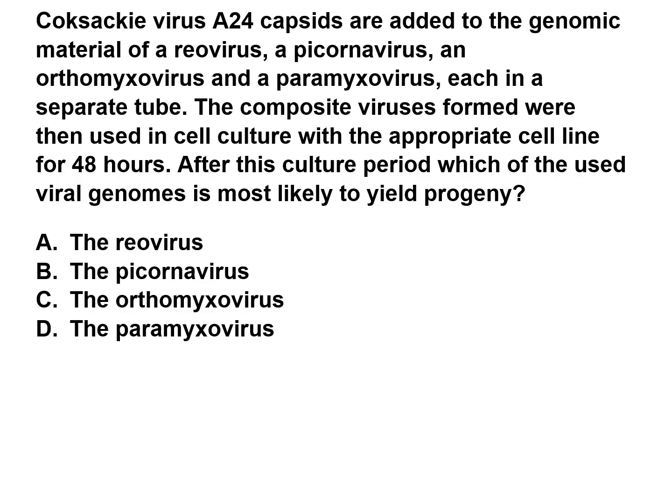Take a few moments to think about the following question. So we have capsids from the Coxsackie virus A24, and these were added to the genomic material of a reovirus, a picornavirus, an orthomyxovirus, and a paramyxovirus. And each of these was placed in a separate tube. We allowed oligomerization, and so we have the formation of a composite virus. And then these were each used in cell culture with an appropriate cell line that can be infected, and this was left for 48 hours. So after this culture period, which of these genomes is most likely to allow infection and to yield progeny? The reovirus, the picornavirus, the orthomyxovirus, or the paramyxovirus?